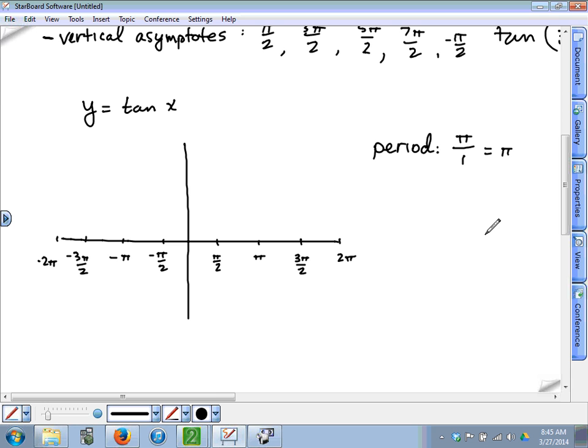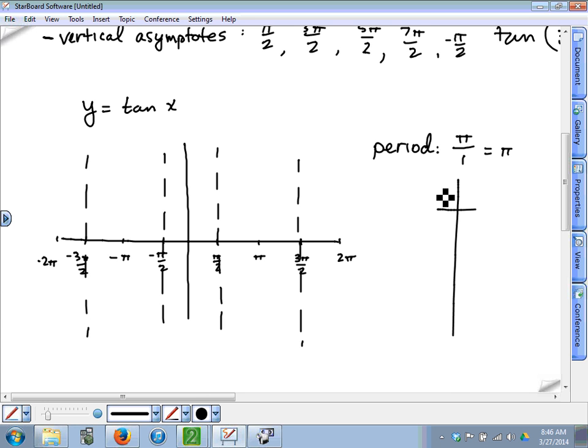Where are the vertical asymptotes going to be? There's a lot of them. How many are there actually? How many vertical asymptotes are there? Infinitely many. Just keep going around the circle. So where would some be? Pi halves. So put a vertical asymptote at pi halves. Negative pi halves. Put a vertical asymptote at 3 pi halves. Negative 3 pi halves. And so on and so on.